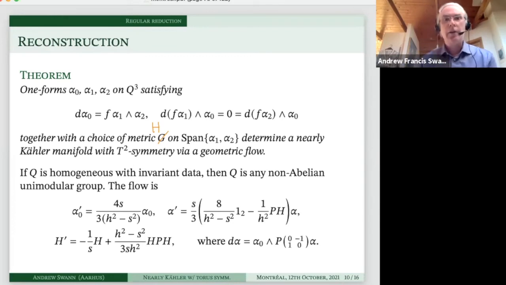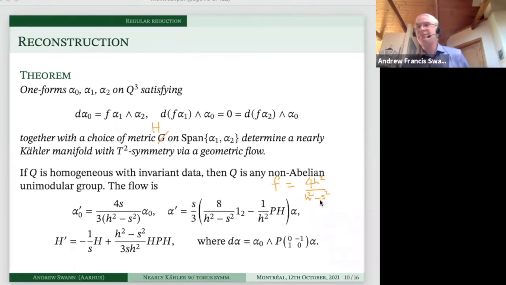So I didn't write it down here, but this F is related to the S by F being 4 H squared over S squared, H squared minus S squared. Yeah. So that determines your parameter S from these things.